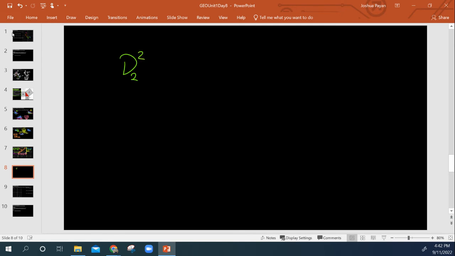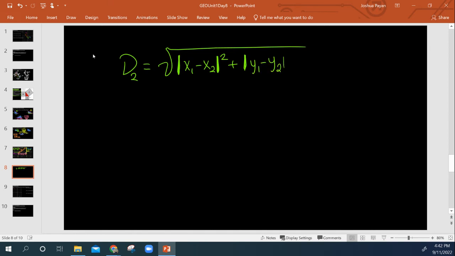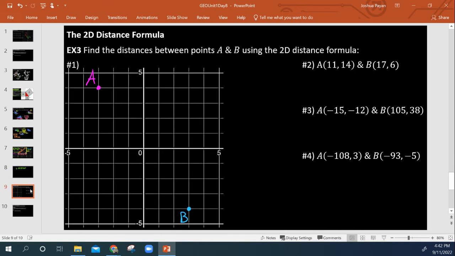Distance in two dimensions is simply equal to the square root of your x distance all squared plus your y distance all squared. Okay, so let's practice using it a few times.